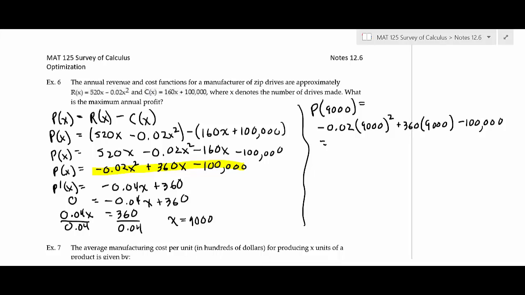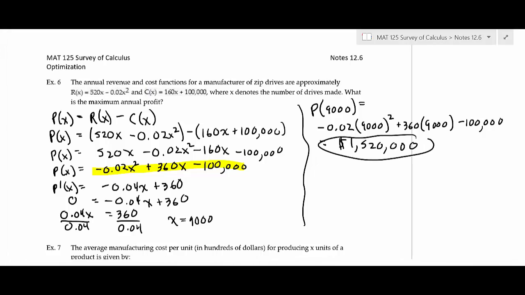Okay, so let's see. I'm getting 1,520,000. Anybody else get that? Okay, all right. So 1,520,000 should be the answer to the problem.